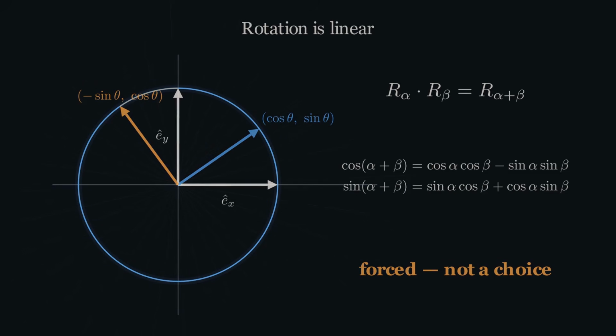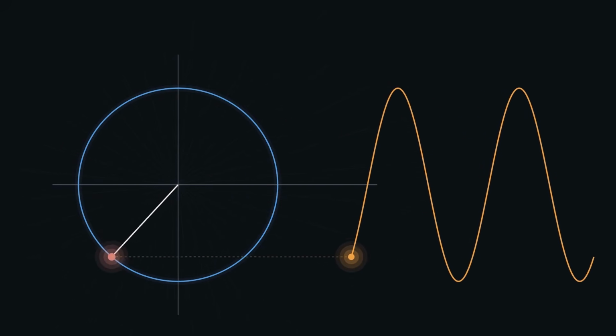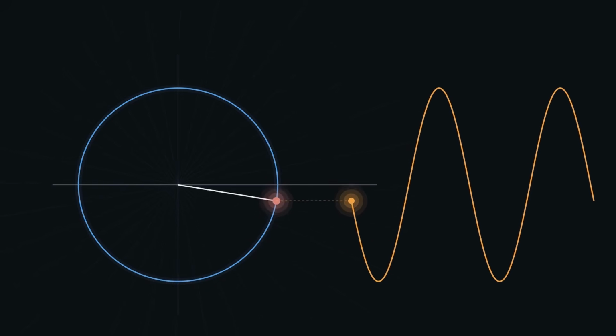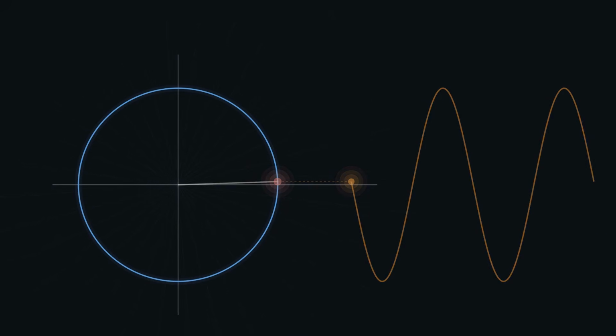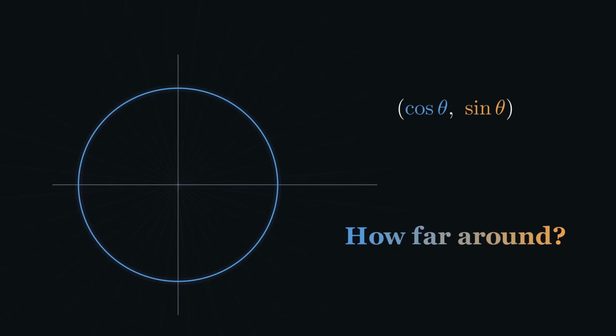And this connects to something we've looked at before. A wave is a circle seen from the side. The sine is the up and down shadow of a point going around. Rotation is that very same circle seen face on. Sine and cosine are simply the two coordinates of going around. So the next time you see them sitting inside a rotation, you'll know. That's not an arbitrary formula. That's the circle itself, answering the only question a rotation ever asks. How far around?